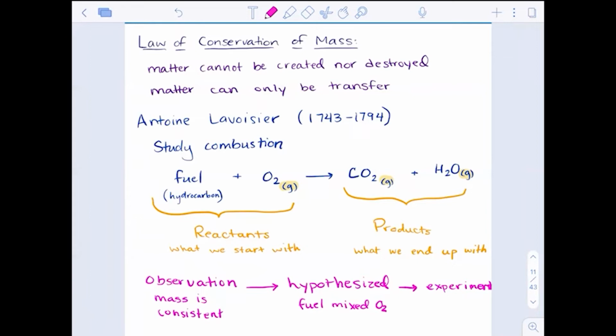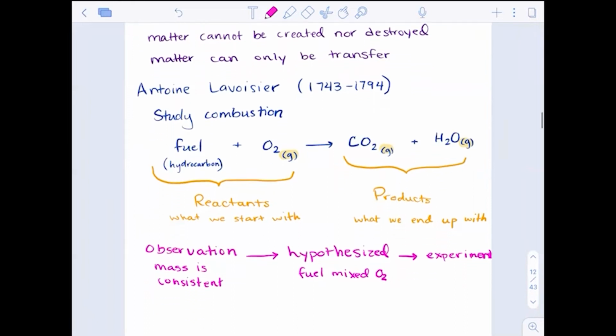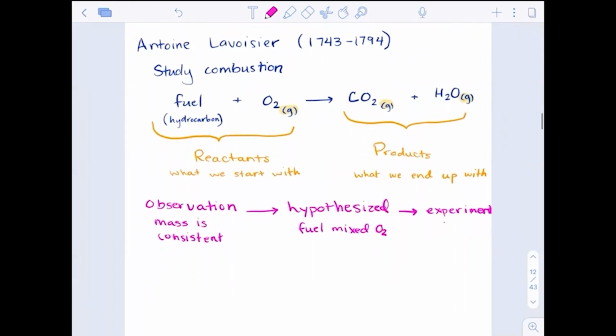A hypothesis, again, is just a tentative interpretation of an observation. He didn't quite get to the law yet. It's not until you actually get to data. So let's scroll down here and say, lots of data. Then you can start to generate a law.